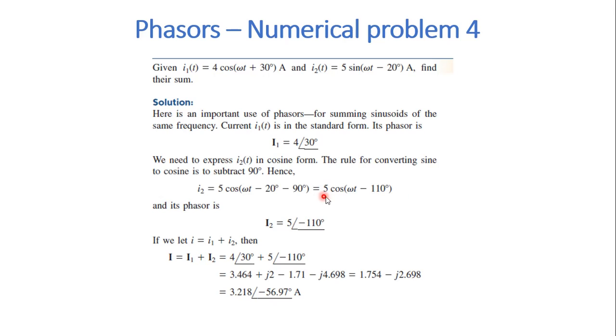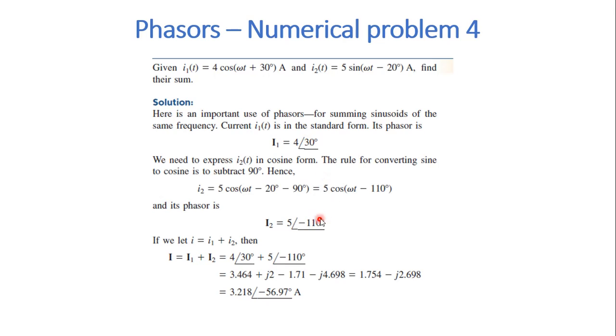Now we can write this I2 of t as the equivalent phasor, capital I2, equal to Im, whose value is 5, angle phi, the phase angle, which is minus 110 degrees. So we have represented I1 of t and I2 of t as the equivalent phasors I1 and I2.